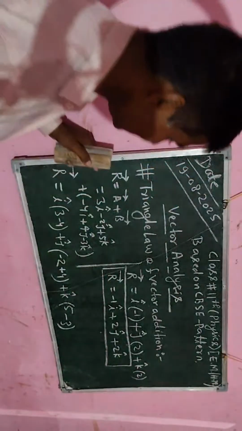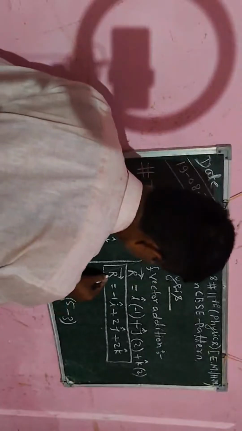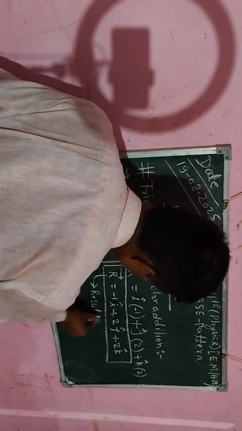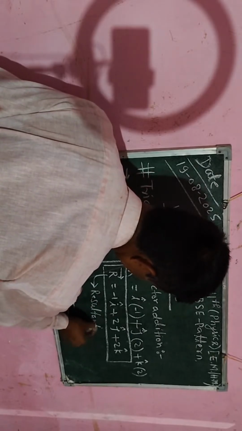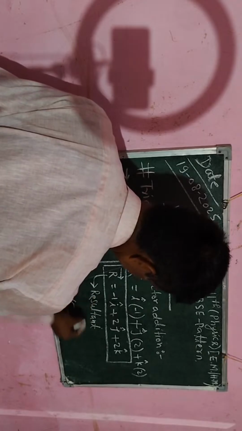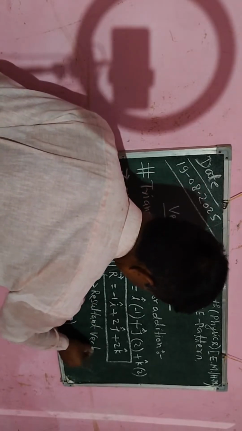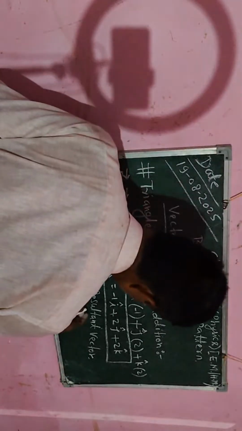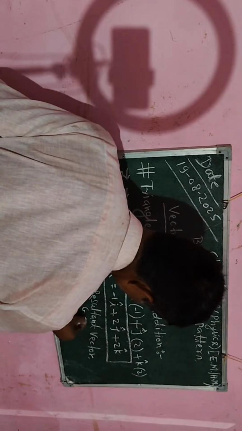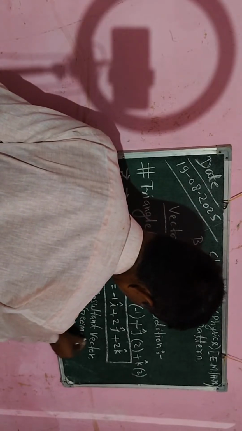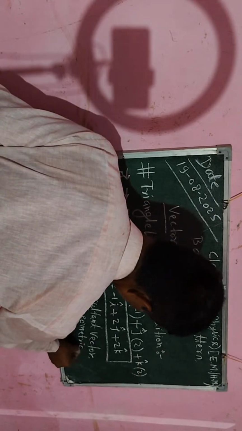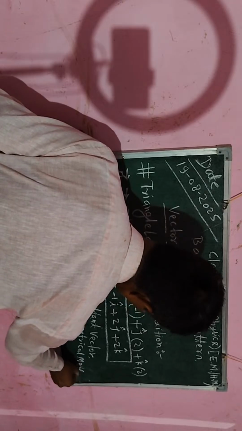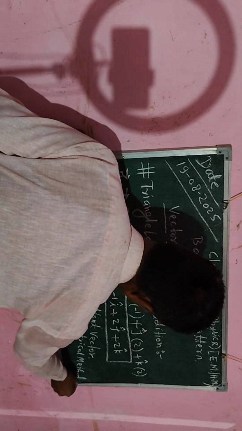One vector is vector A and the other is vector B. So this is the resultant vector. The resultant vector is obtained using this formula, that is the geometrical method. This is the required concept, and each and every student has to follow it.